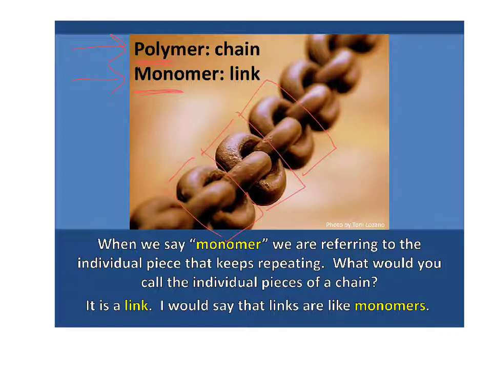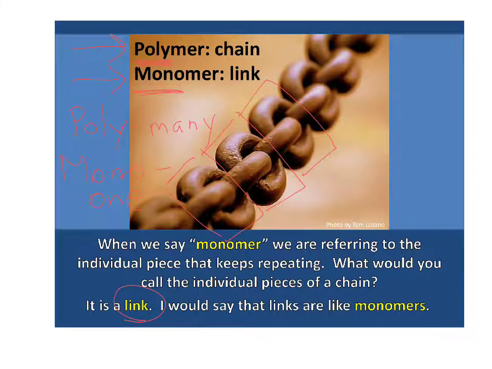So what would you call the individual pieces of a chain? You'd call them links. Links are like the monomers. And before we go on, let's talk about poly, the prefix poly, and the prefix mono. Those that were on your bell ringer a couple days ago. Poly means many, and mono means one.